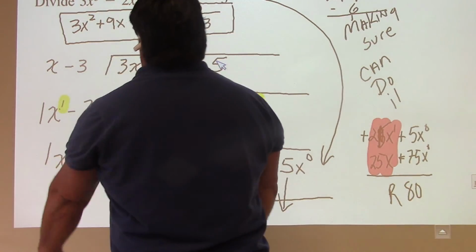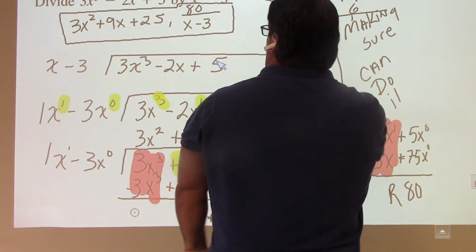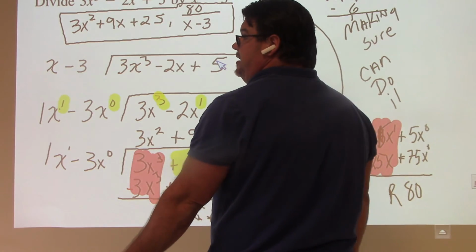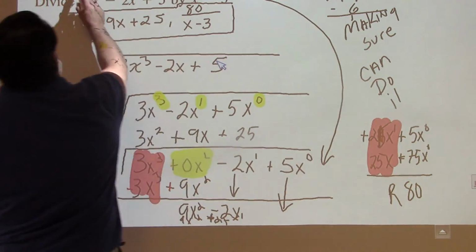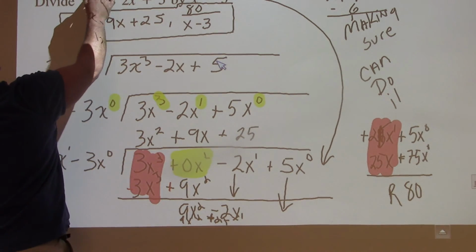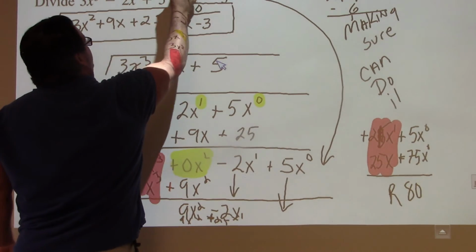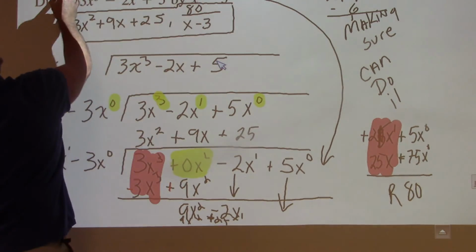The other way is just write 3x squared plus 9x plus 25, with a remainder of 80. And I would put that comma there also. So another way to write it would be 3x squared plus 9x plus 25, with a remainder of 80. That's another way to write it.